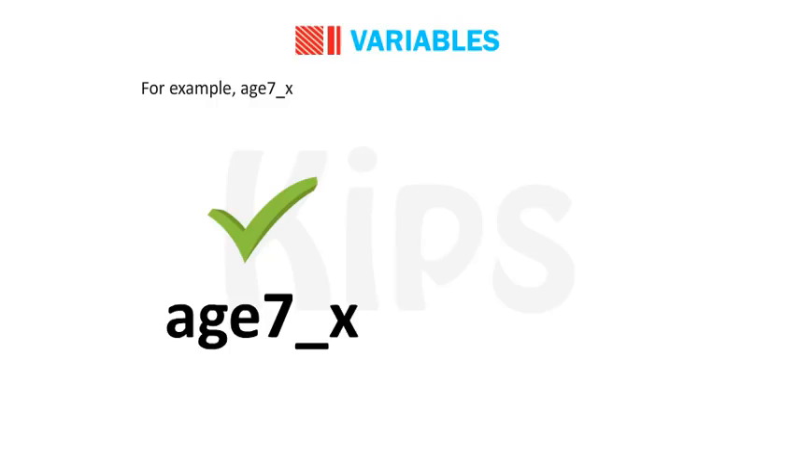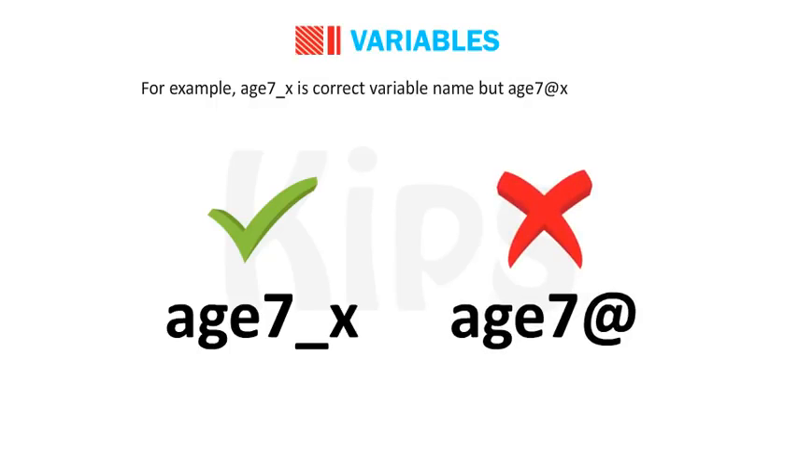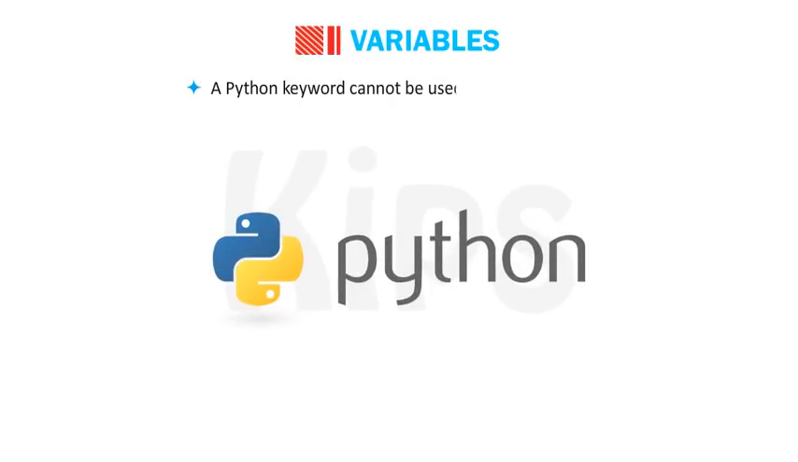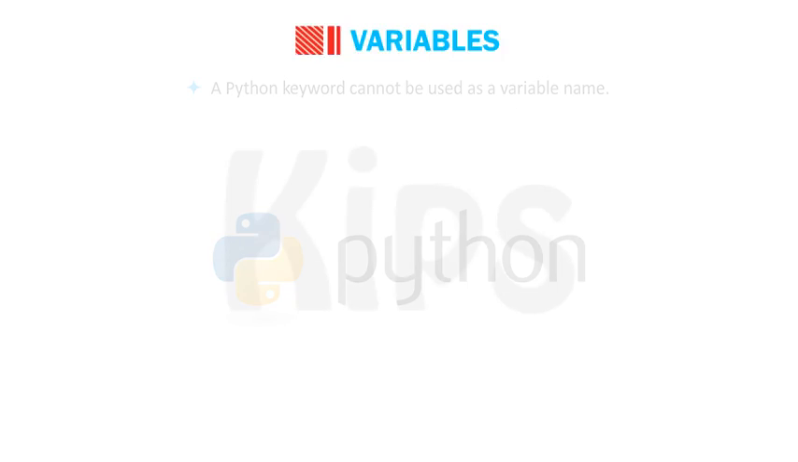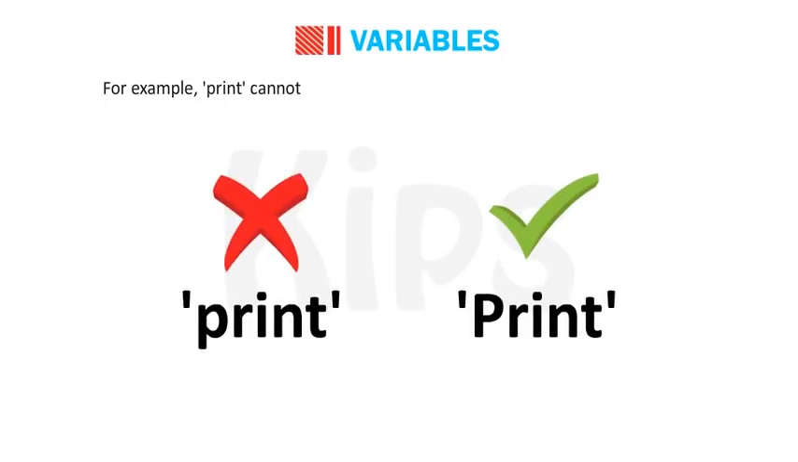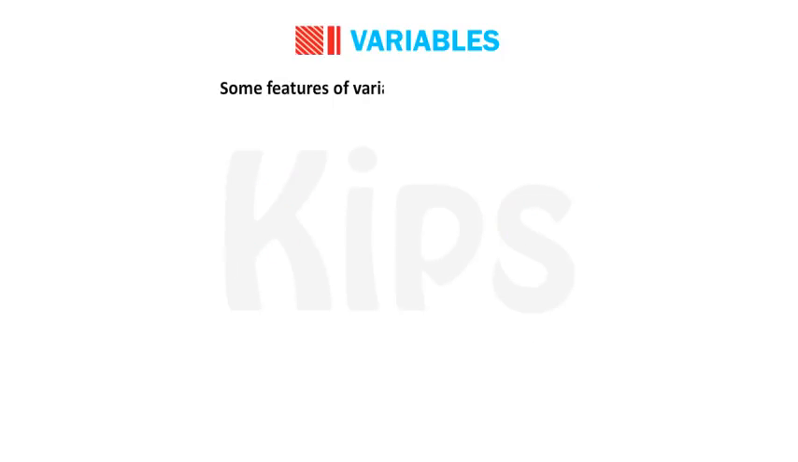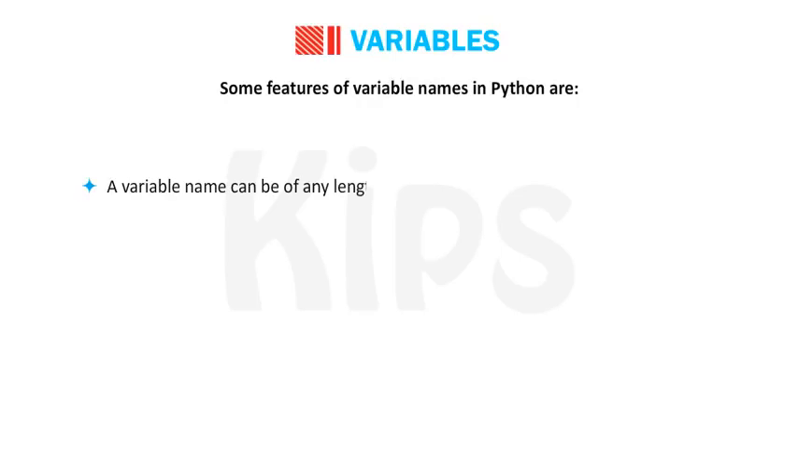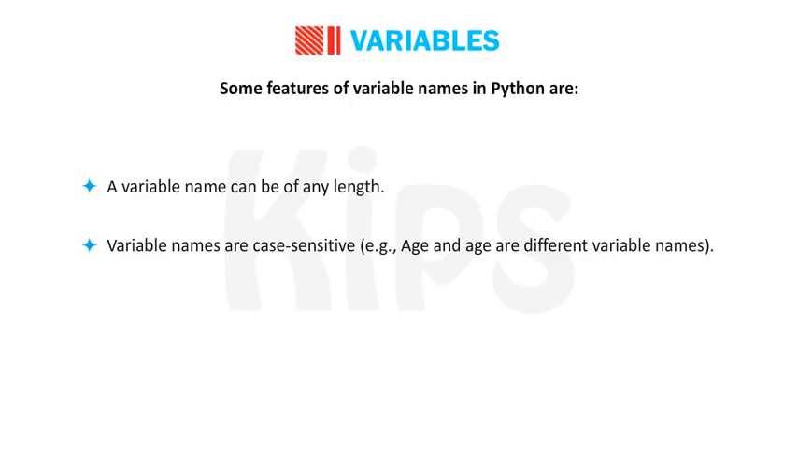For example, 87_x is a correct variable name, but 87@x is incorrect. A Python keyword cannot be used as a variable name. For example, print cannot be used as the variable name, but Print can be used. Some features of variable names in Python are: a variable name can be of any length. Variable names are case sensitive. Example, age and Age are different variable names.